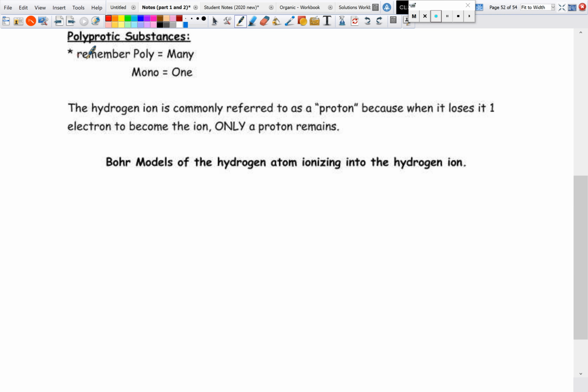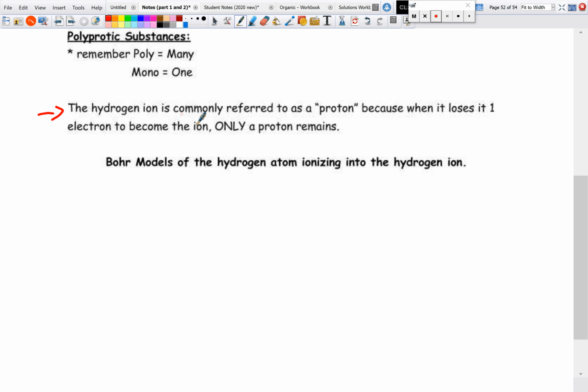So this one is going to be on polyprotic substances. Just remember that when you see the prefix poly, it means many, and of course if you see the word mono, it always means one. Now where this comes from, we can break up polyprotic: this protic kind of means proton. And we have a little explanation here on why we use that word proton.